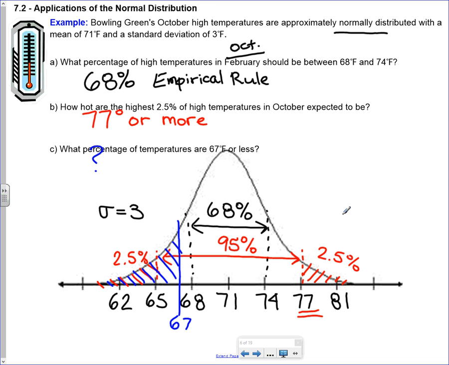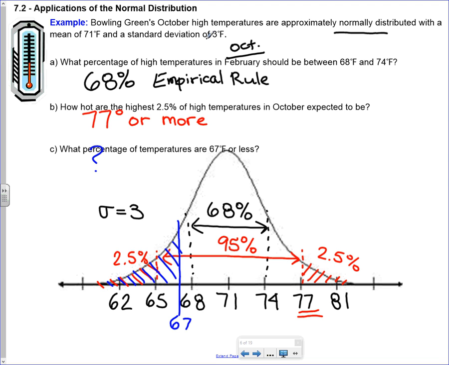So here are some applications of the normal distribution, how you're going to use this in some of your homework problems. Bowling Green's October high temperatures are approximately normally distributed with a mean of 71 and a standard deviation of 3. So this information tells us it's a normal distribution, so that lets us know that it looks like this. It's centered at 71 and it has a standard deviation of 3.